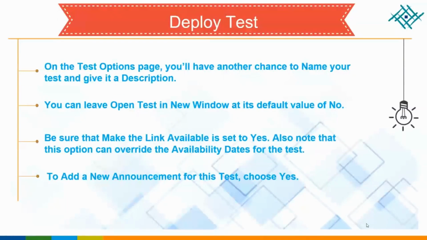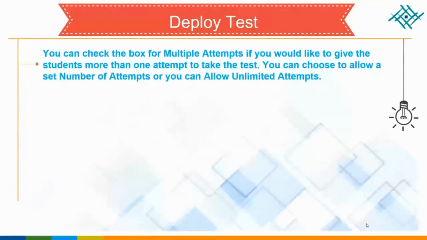And add a new announcement for this test, choose yes. And you can check the box for multiple attempts if you would like to give the student more than one attempt to take this test. You can choose to allow a set number of attempts, or you can allow unlimited attempts. I don't think so for an official test it is allowed for multiple attempts. I think it's only one attempt.